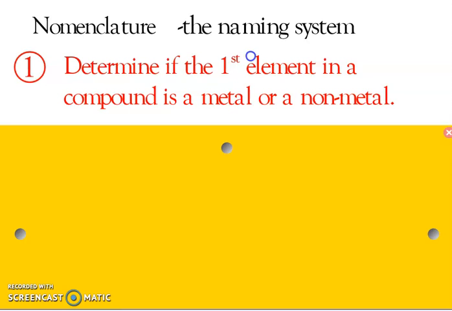So if it's on the left-hand side of the great squiggle, the stair-step line, that will be a metal. If it's on the right-hand side of the stair-step, it's a non-metal. If it's on the stair-step, that's something different. We won't worry about that right now. But determining first if it's a metal or non-metal.